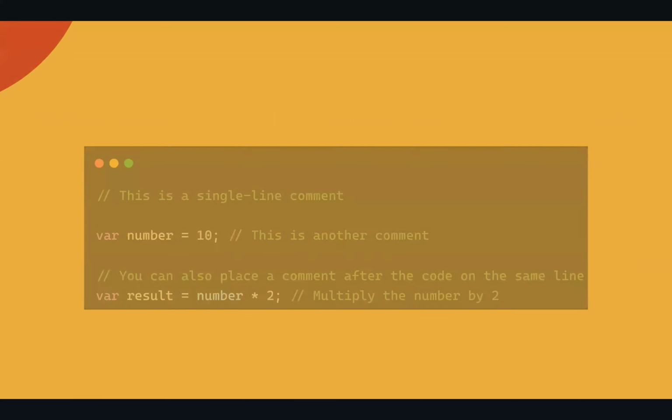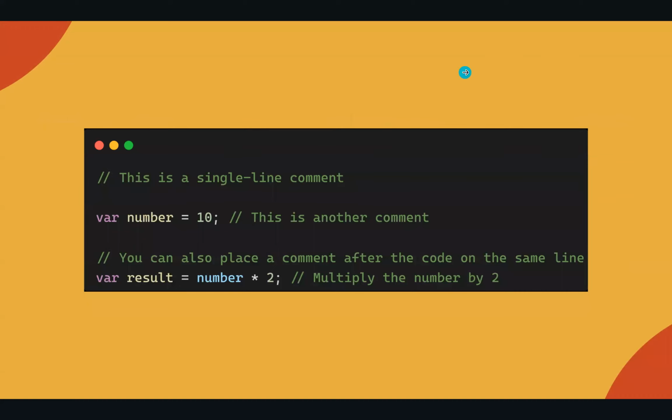If you see an example, you are mentioning this is a single line comment, and you can also place a comment after the code on the same line. So, multiply the number by 2. You have written something like number times 2. If you want to provide some extra information here, you put a double forward slash, multiply the number by 2. Then somebody who comes here will understand, okay, that number is multiplied by 2.